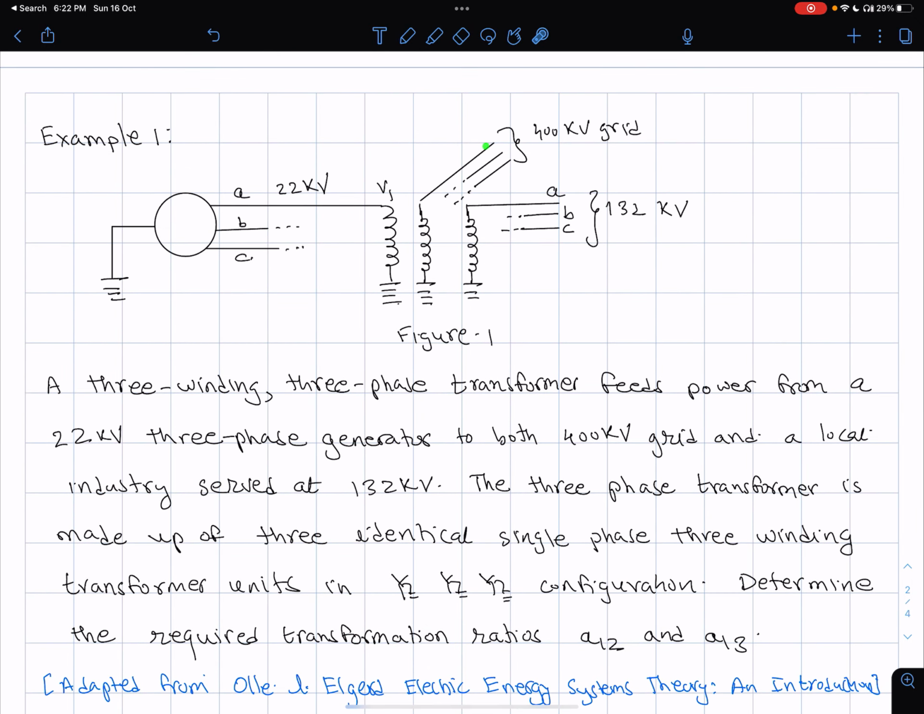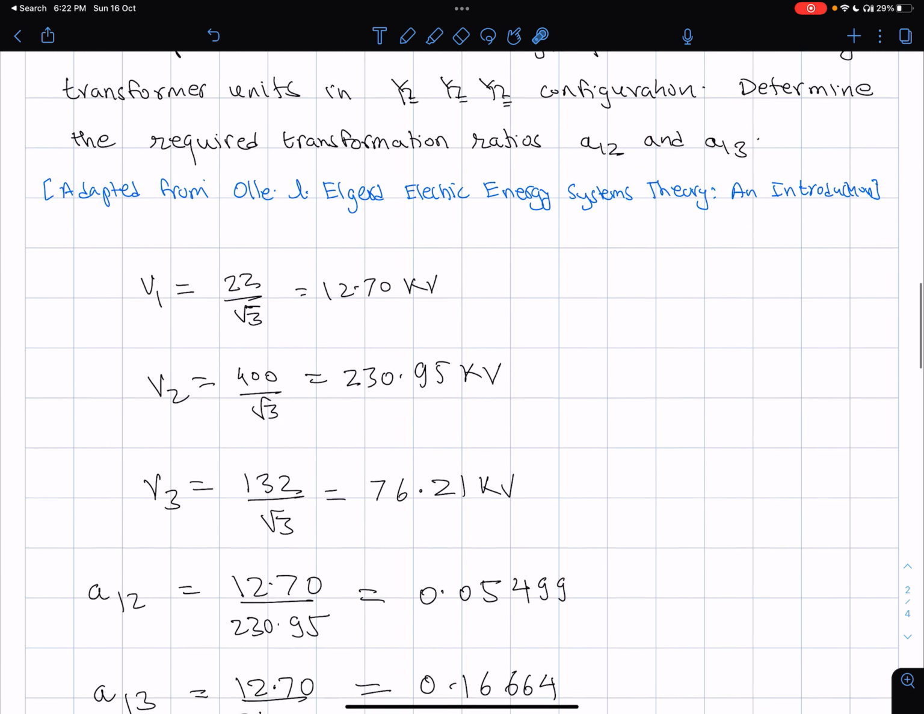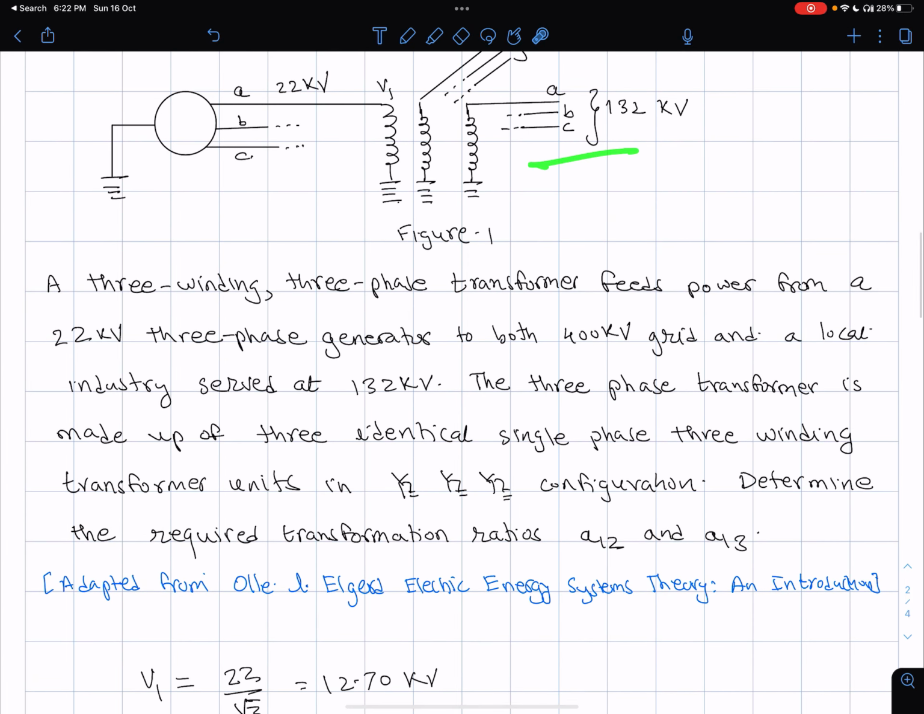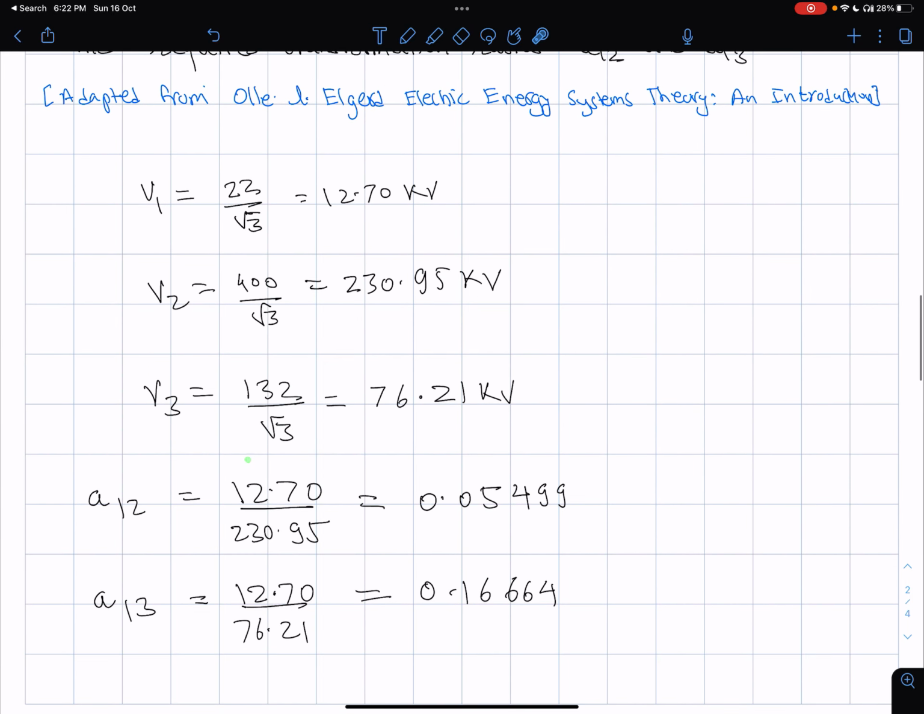Similarly, this is also a star connection. So 400 kV is again a line to line value. The rated values are typically line to line values. So you will get 400 by root 3, that is 230.95 kV. The third one is also in the same configuration, so you will get 132 by root 3, that is 76.21 kV as the line to neutral voltage. Now A12 is nothing but N1 by N2, which is equal to V1 by V2.